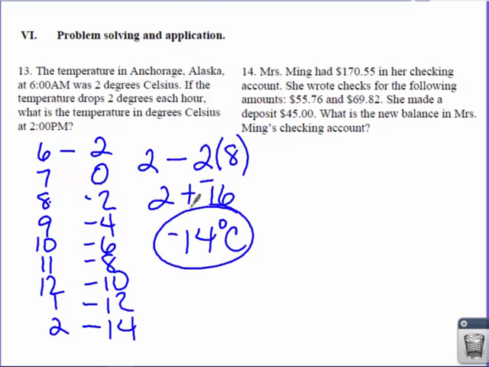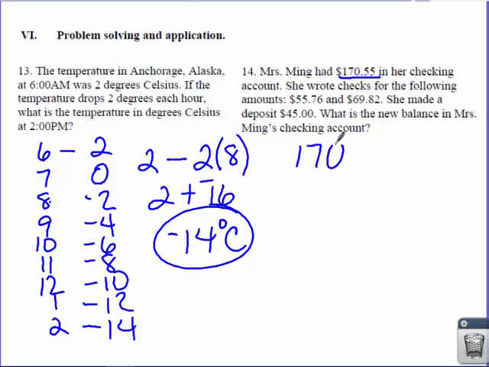Number 14. Okay, this one's a little bit tough. It's got a lot of numbers in it. Ms. Ming had $170.55 in her checking account. She wrote checks for the following amounts, $55.76 and $69.82. She made a deposit of $45. What is the new balance of Ms. Ming's checking account? Okay, so we start at $170.55.